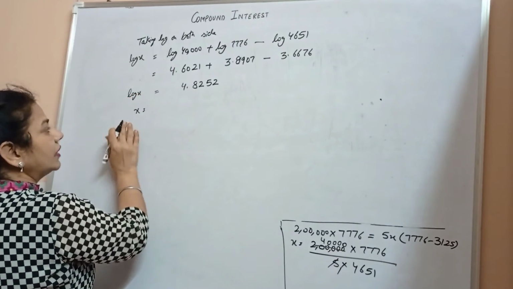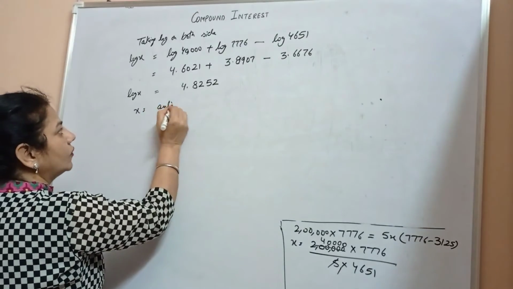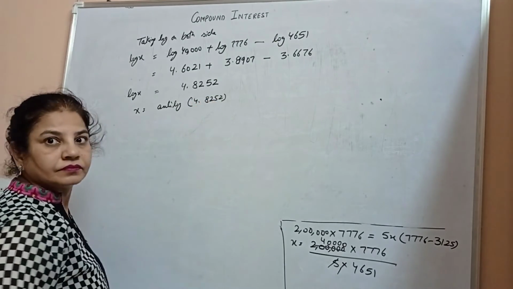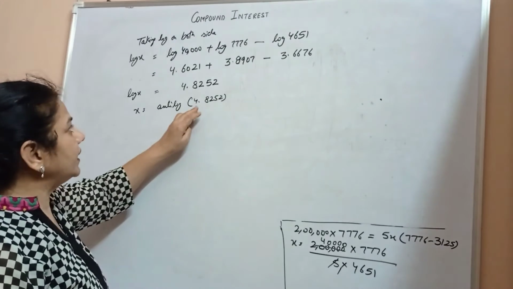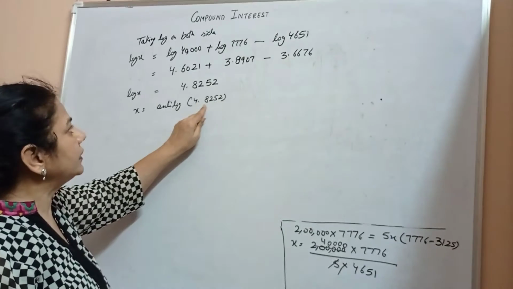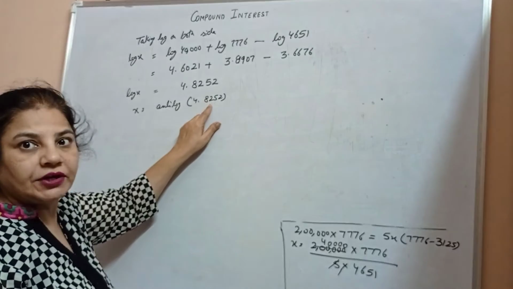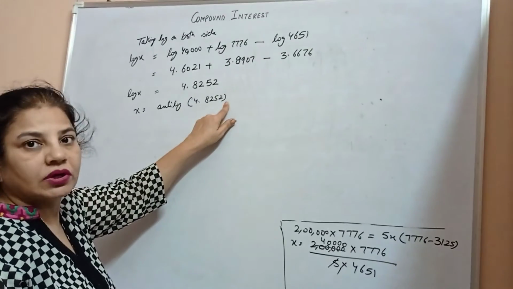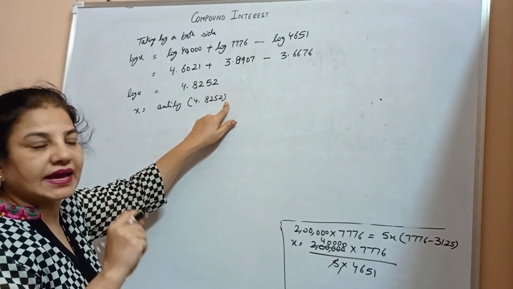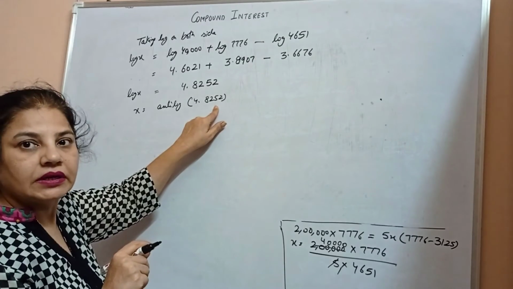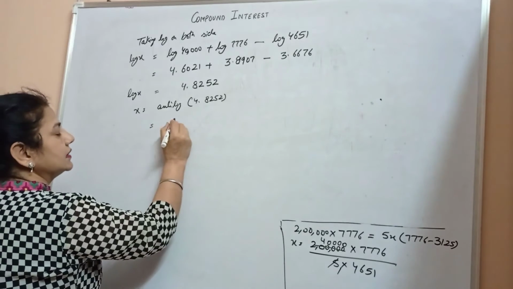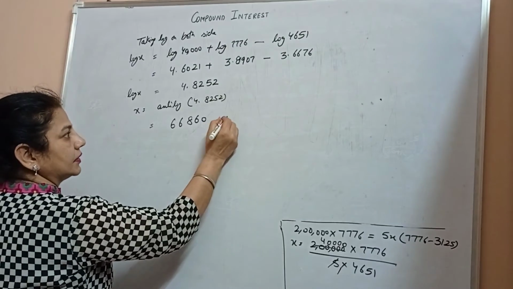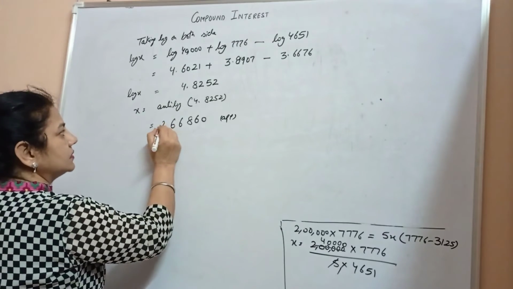Now you have to calculate the value of x. X is the anti-log of 4.8252. Check for the anti-log of 0.8252. You will go to 0.82, go down to 5 and then go down to 2, and the number under 2 is added to the number you observe in 5. Then you will get the result as 66860 approximately.